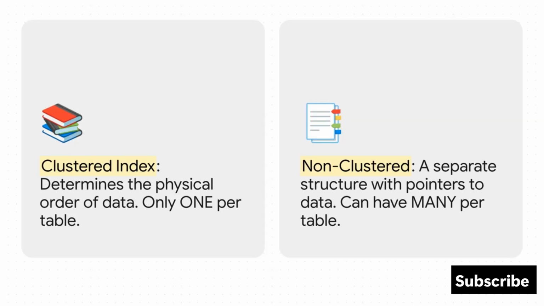A clustered index actually sorts the data physically on the disk, and because you can only sort your data one way, you can only have one of these per table. Super important rule to remember. A non-clustered index is more like the book's topic index. It's a separate list that just points back to the right page, and you can have a bunch of these.